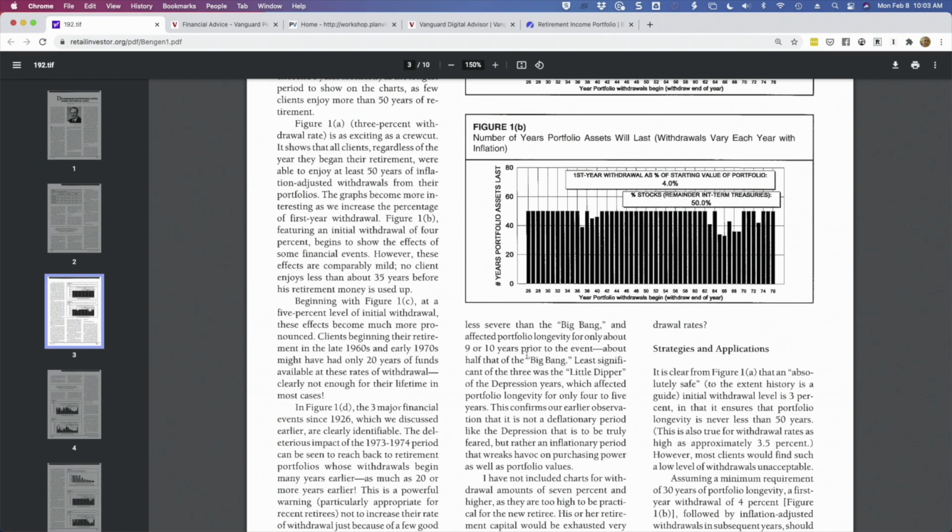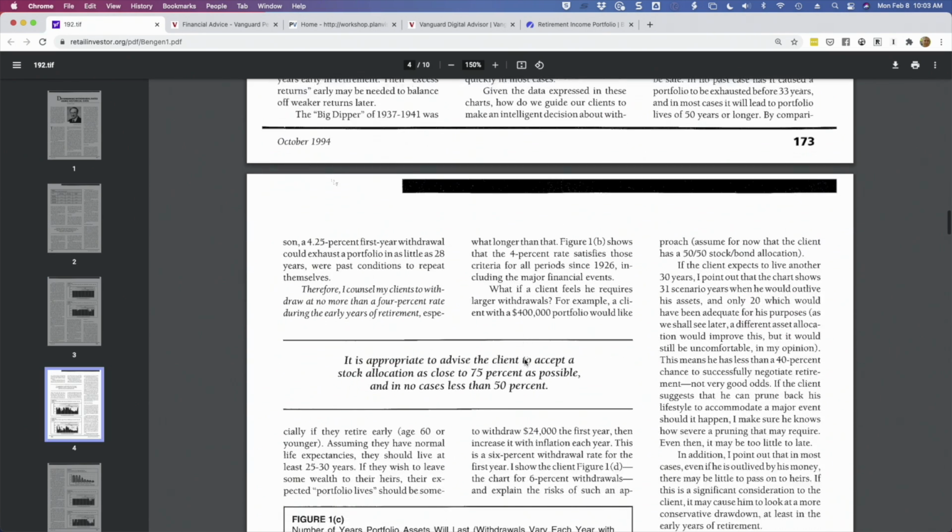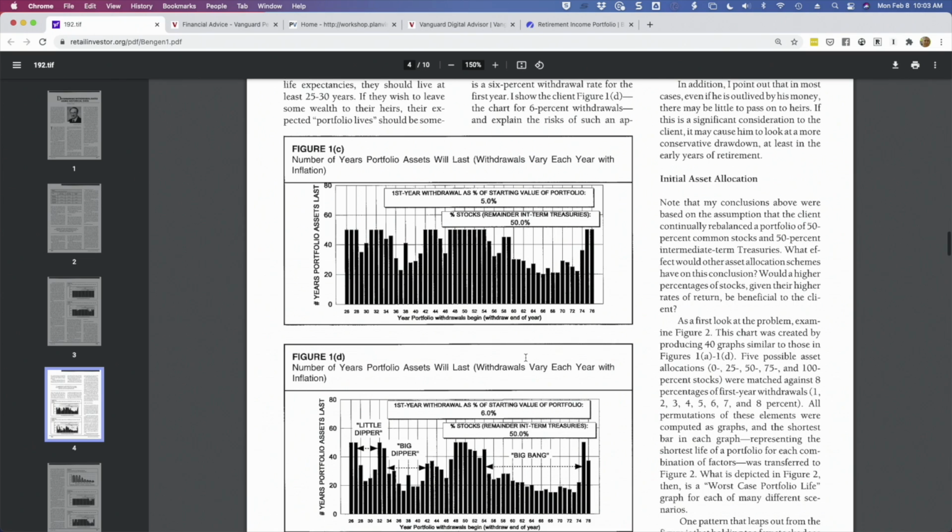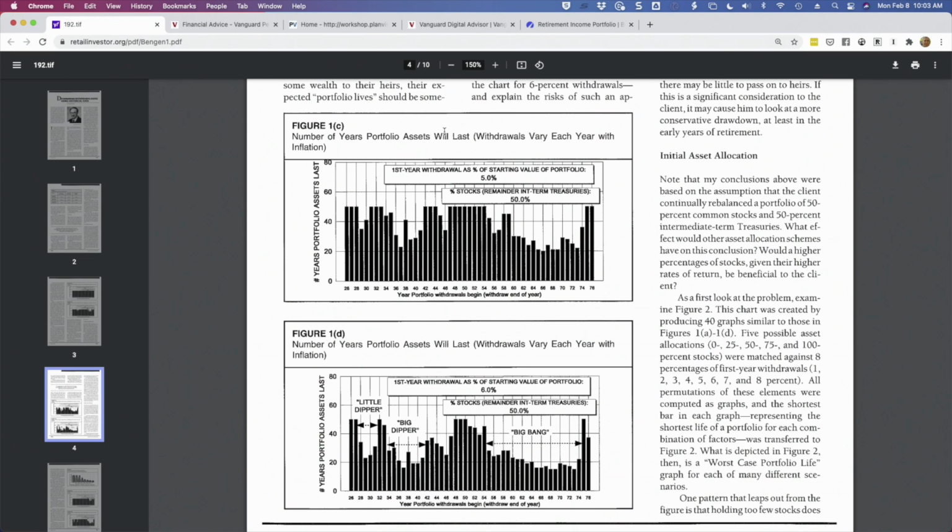So what would that look like? Well, he actually had that in his paper. We can scroll down here. This first box, this is figure 1C, has an initial withdrawal rate of 5%.